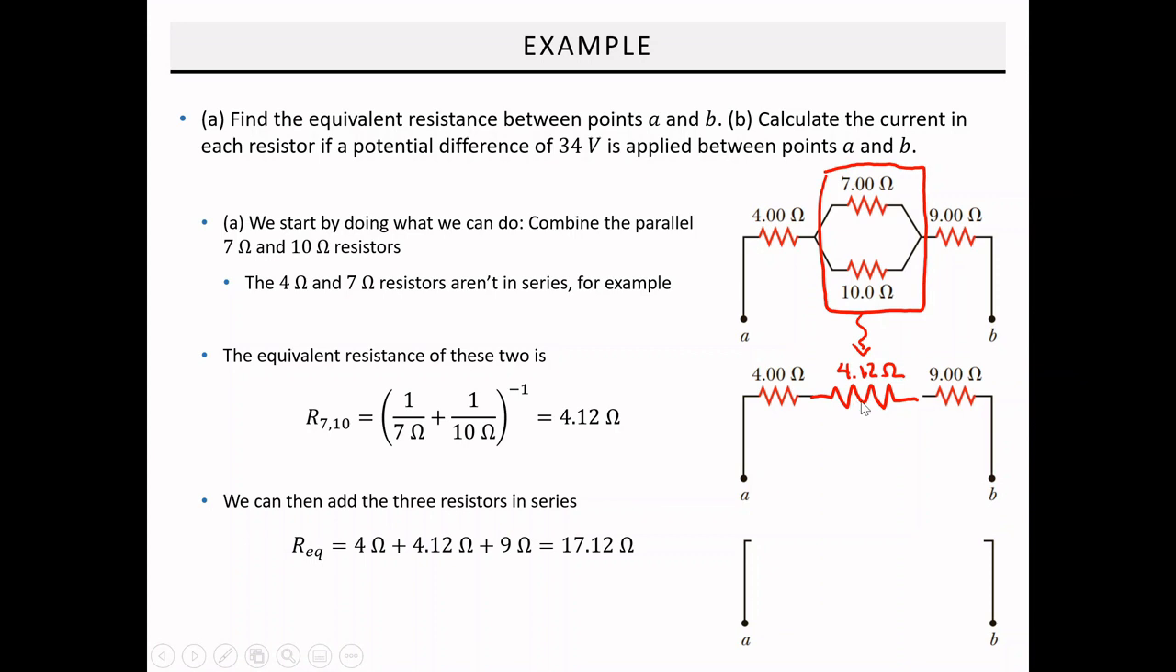Now you have three resistors in series with each other, and you can easily combine these by just adding together the resistances. The equation from the previous slide gives us 17.12 ohms. So now we've taken these three series resistors, and we've reduced them to a single resistor that has an equivalent resistance of 17.12 ohms. We've reduced our entire circuit down to one resistor that has an equivalent resistance of 17.12 ohms, and this answers part A.